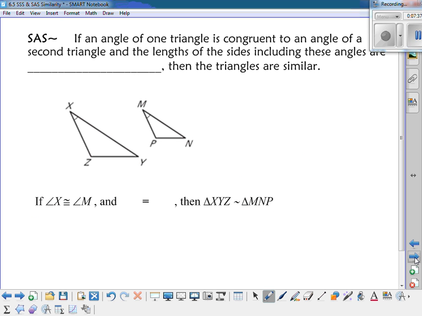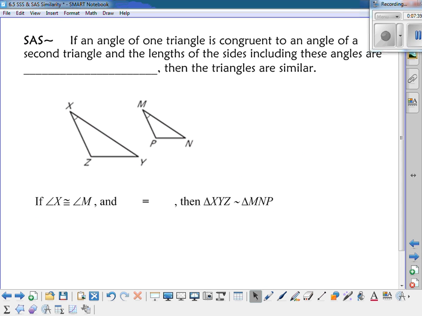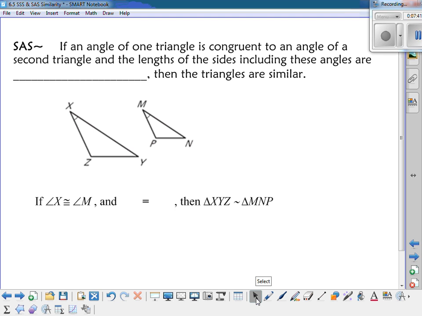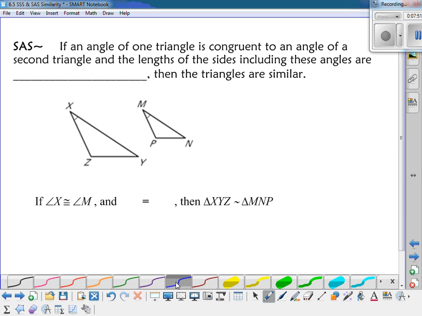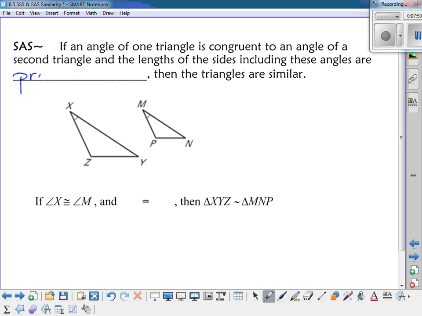All right, so in addition to side, side, side, we also have side angle side similarity. If an angle of one triangle is congruent to an angle of a second triangle, and the lengths of the sides including these angles are proportional, then the triangles are similar. So again, it has to be the included angle. The congruent angle must be between the proportional sides.